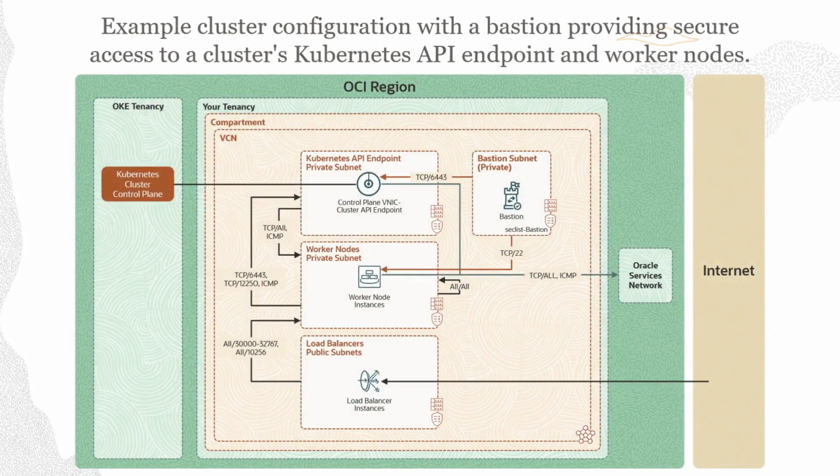This diagram shows an example cluster configuration with Bastion providing secure access to cluster Kubernetes API endpoint and worker nodes, both of which are situated in a private subnet. When creating the Bastion, the target VCN and the target subnet should correspond to the VCN and the subnet where the OKE cluster resides. And of course, you must set up the route table rules as well as the security list rules, which includes the ingress and egress rules to allow communication to and from these resources.